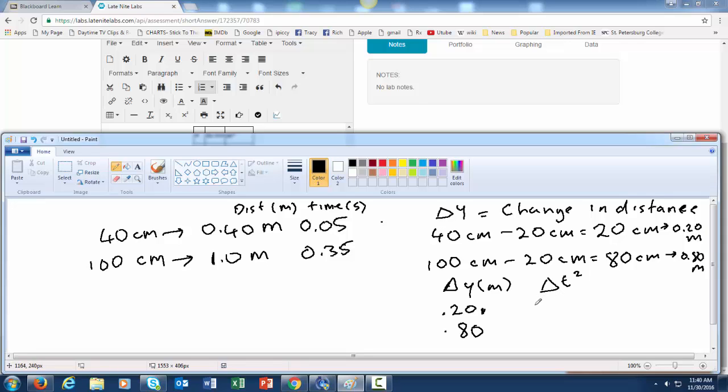The delta t squared value then, what we can do is we take the 0.05 and multiply it by itself, that's to get it squared, and that gives us our value for delta t squared, 0.0025. And the other one, 0.35, we multiply that by itself as well. And that comes out to be 0.1225. So now we can take those delta y's and delta t's and do what we need to do with them. The unit on the delta t squared is going to be seconds squared, because it's seconds times seconds, but we'll get to that later, and we'll see how that affects the outcome of our calculation.